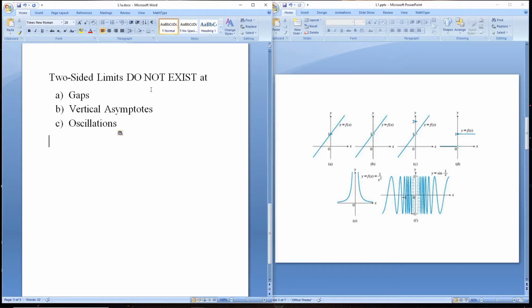So two-sided limits do not exist at gaps, because the gap has a left and right-sided limit that don't equal. So gap, you see a gap? There's no two-sided limit there. Vertical asymptotes, there's no two-sided limit at a vertical asymptote, because the left and the right would be going off to infinity. And then oscillations. There's no two-sided limit at 0 here for these oscillations.